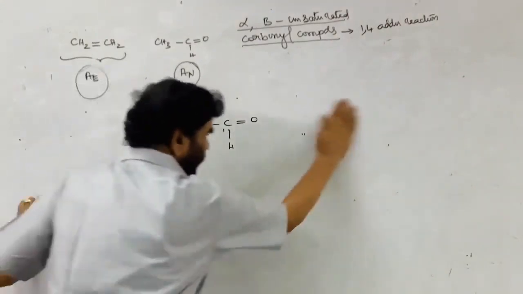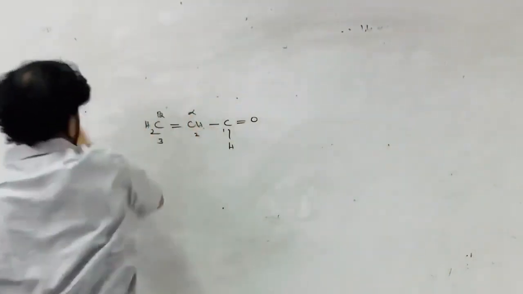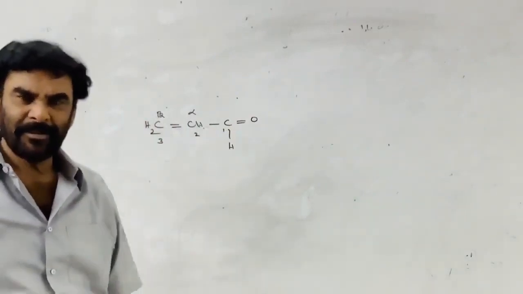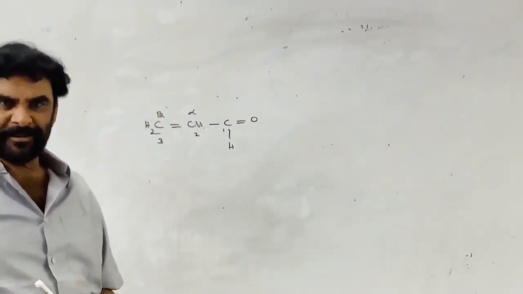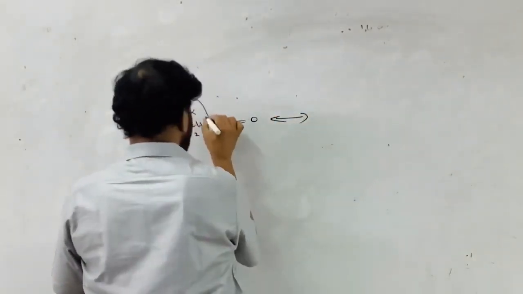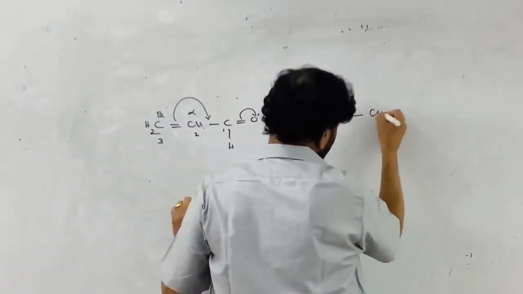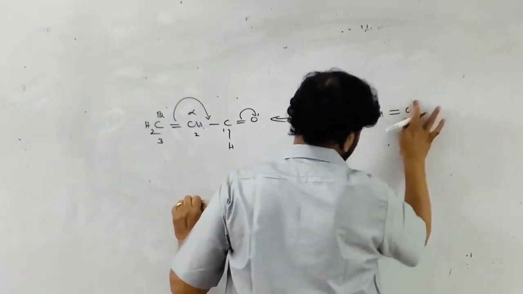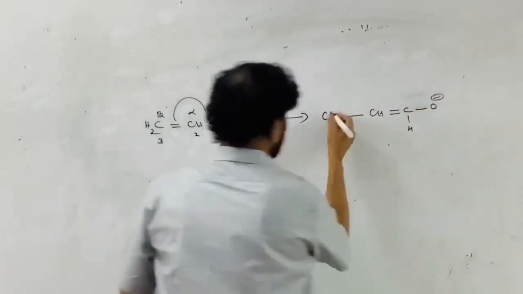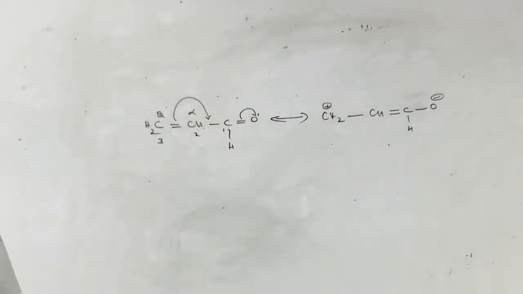Let me remove all these things for some time. Now you know the story of this one, what we are going to study. Here is the resonance, pi-pi conjugation, unidirectional resonance, mesomerism. It's not bidirectional, it's unidirectional. See, I am writing the pi-pi conjugation. This is a positive charge. These are the resonance structures.